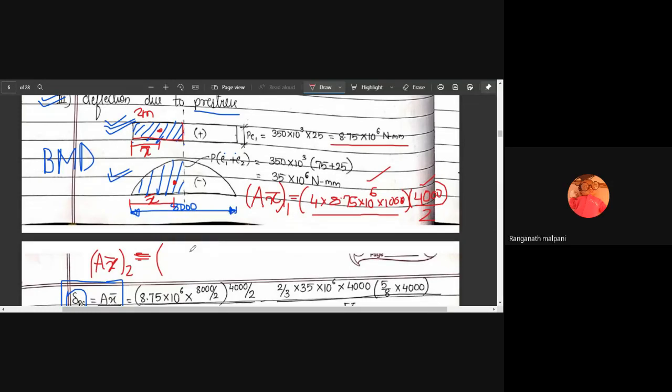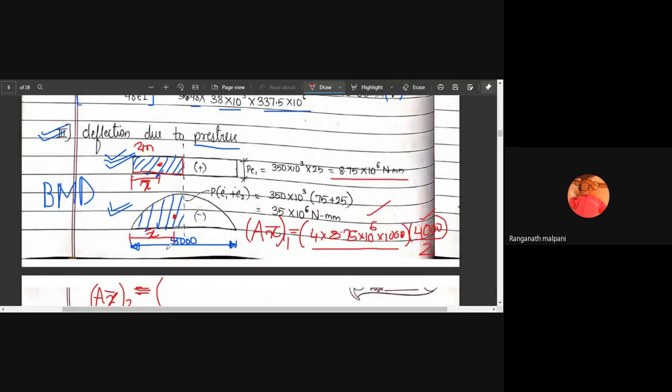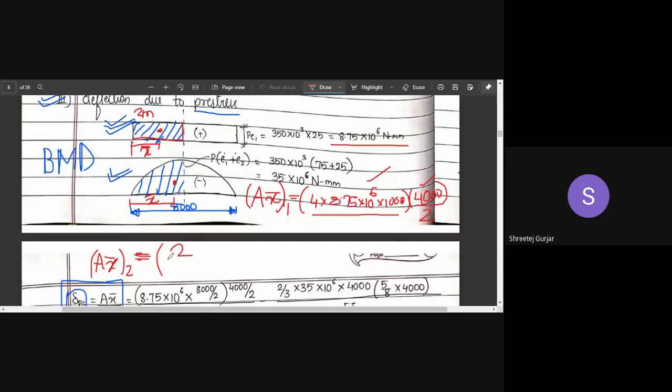Sir, 2/3. 2/3 or 1/3? 2/3, sir. Parabola. Are you sure? Yes, sir. Okay, it is 2/3. 2/3 of what? Into 35, right, into the height of your parabola. Height of your parabola is 35 into 10 power 6. And what about the width? 4,000. Right, half of your total span. Now what about x bar?